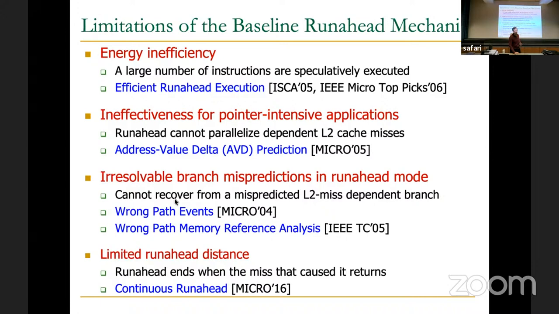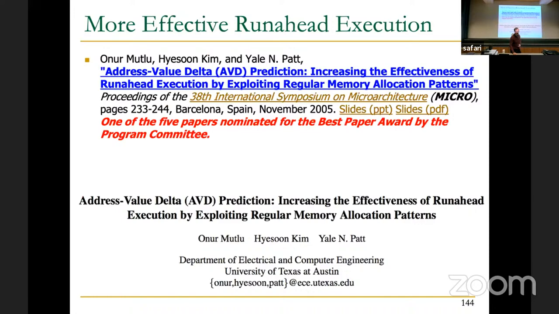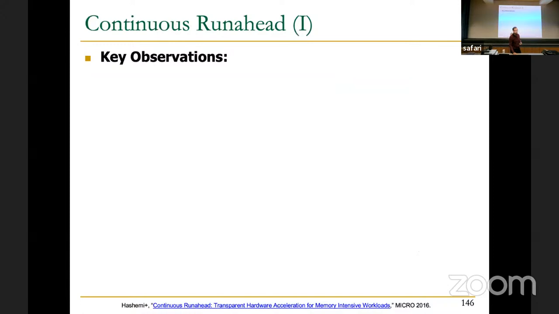But I will talk about this limited run-ahead distance a little bit because I believe this work, about 13 years after run-ahead, unleashed a much better potential from run-ahead, as we will see. Basically, the problem is run-ahead ends when the miss that caused it returns. How do you tackle it? So these are some papers that I will not go into. I'm going to point to some lecture, but probably I'll do it next week. So there are ways of making this much more efficient and effective, as you can see. So let's talk about making it even more effective than the previous works I've done. So I will cover this and then we'll end.